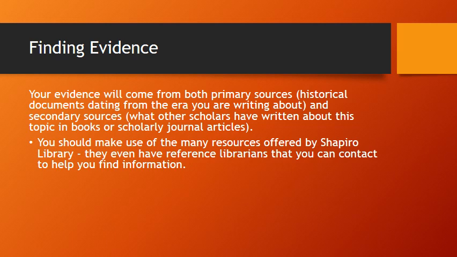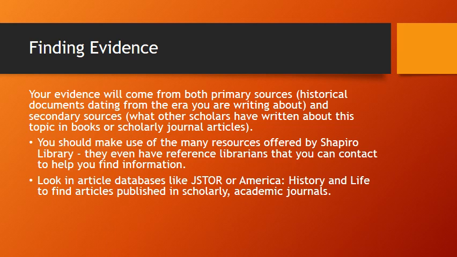The best place to find secondary sources are article databases like JSTOR or America History and Life. This is a great place to find articles published in scholarly academic journals. And I'm directing you to look for articles rather than books because articles will be shorter, they'll be easier to digest, and they often contain more up-to-date information and up-to-date scholarship. So you want to try to focus on looking for scholarly journal articles.